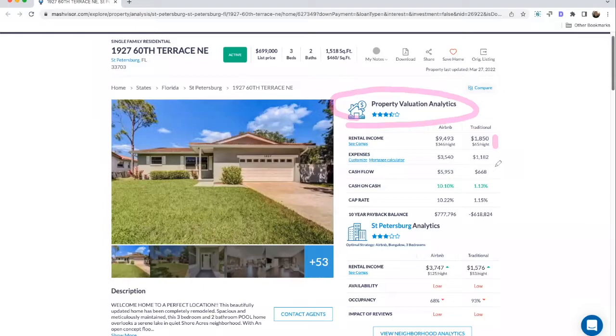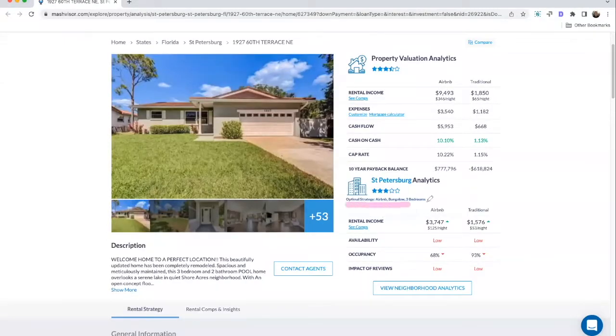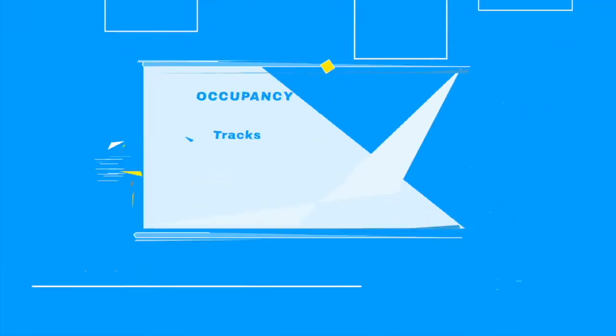We provide you with a breakdown of the rental incomes, monthly expenses, cash flow, cash-on-cash returns, cap rate, and the 10-year payback balance, the accumulated profit over a 10-year period. It also shows us the neighborhood or area analytics, the average rental income and occupancy rates, and if there's been any change since last month.